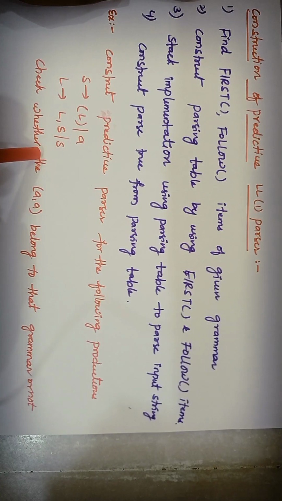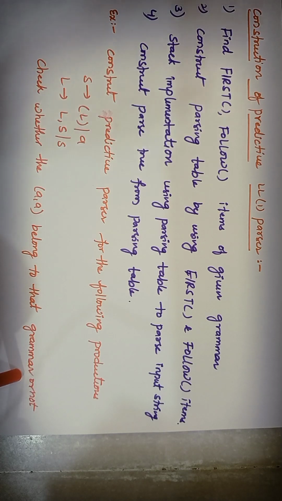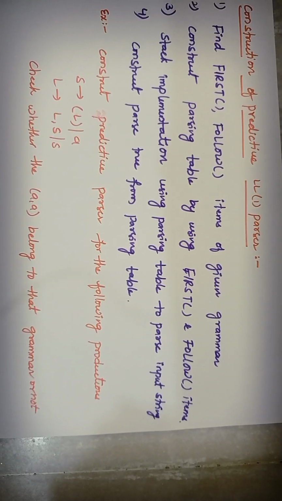And this is the example we are going to see now. Construct a predictive parser for the following productions: S tends to (L) or a, L tends to L comma S or S. Check whether the string (a, a) belongs to the grammar or not. Okay, so we are going to see with an example. So first we have to verify whether the grammar is having ambiguity or not.